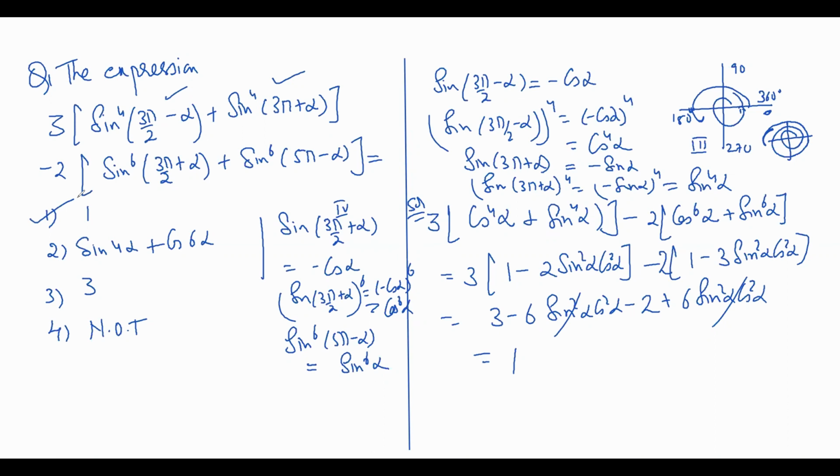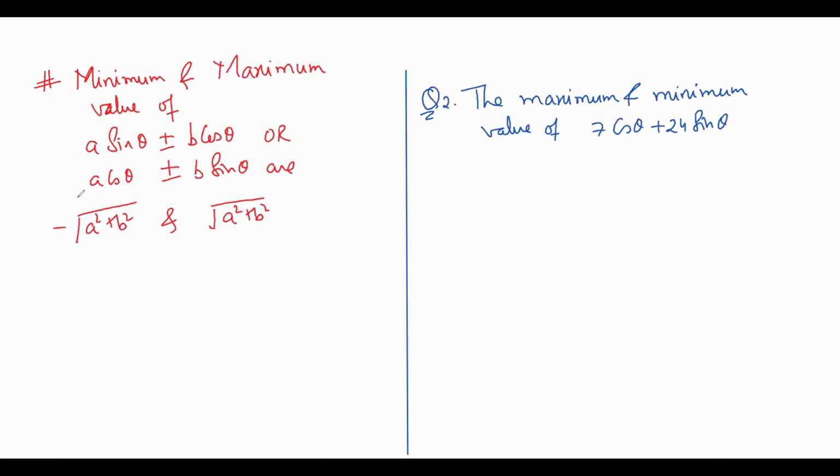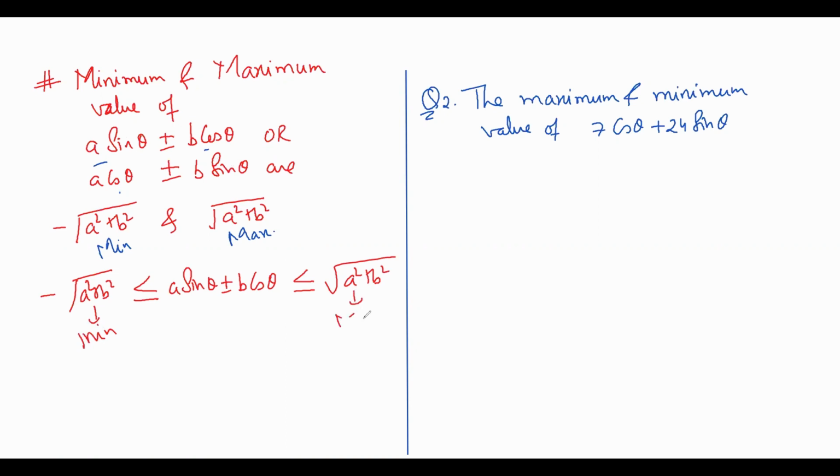Now next, a few more formula results. And what is written here? Minimum and maximum value of this type of expression. That means a sine theta plus b cos theta, or a sine theta minus b cos theta, or you can interchange the coefficients, that is a cos theta plus minus b sine theta. In all these four cases, this is your minimum value and this is your maximum value. Or you can write this as a sine theta plus minus b cos theta lies in between minus root of a square plus b square and plus root of a square plus b square. This is your minimum value and this is your maximum value.